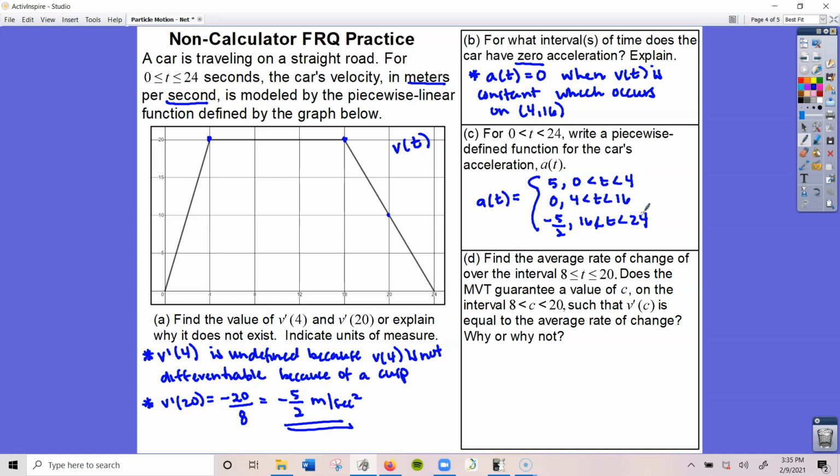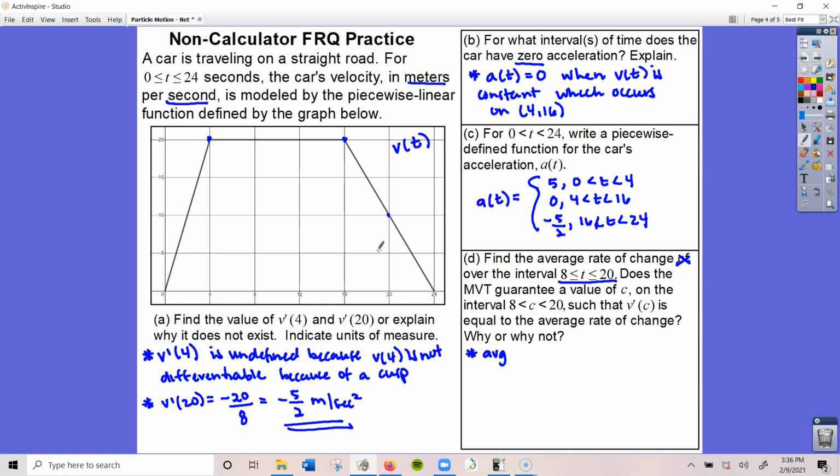Now for part D, find the average rate of change over the interval 8 to 20. Does the MVT guarantee a value of c on the interval 8 to 20 such that v prime of c is equal to the average rate of change, why or why not? So let's first find the average rate of change from 8 to 20.